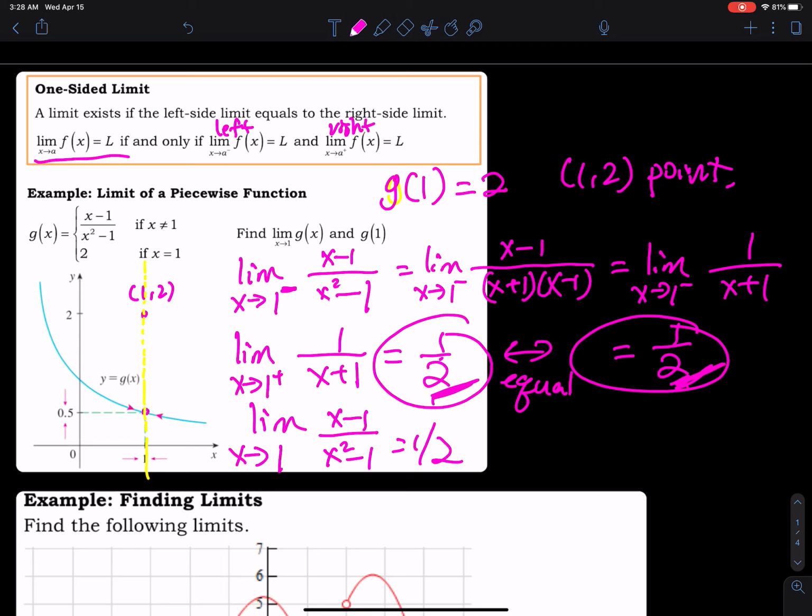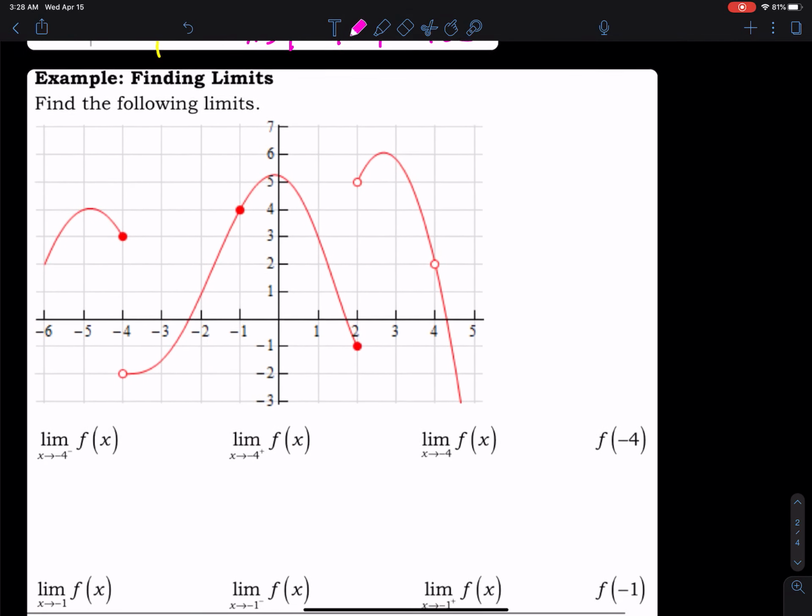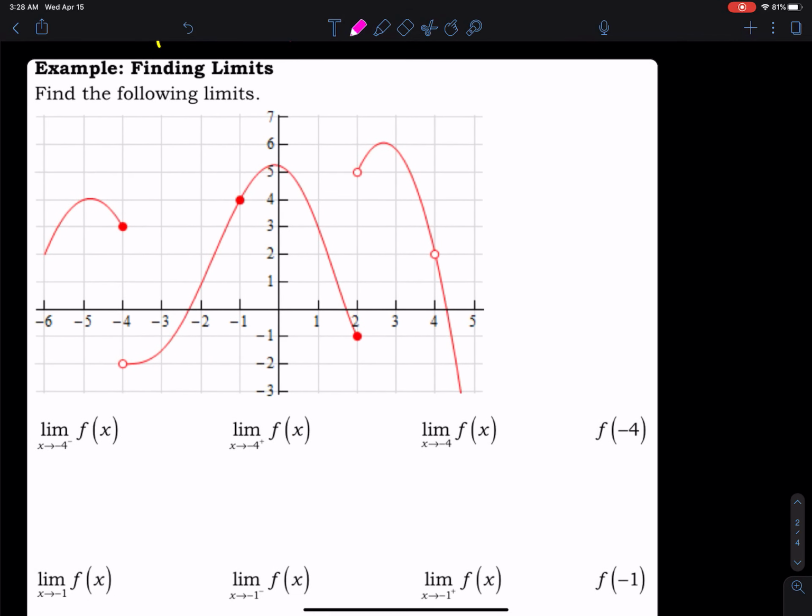I have plenty of examples to give you. So let's take a look at the next example. So we have a big picture, all right, and then we want to do this limit. The limit of f of x as x approaches -4 from the left. Where is -4? -4 is right here.